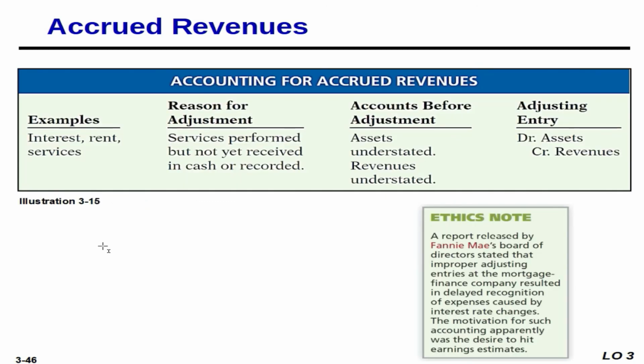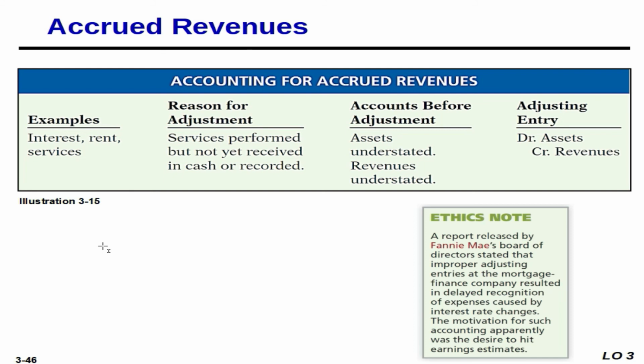Accrued revenues, examples: interest, rent, services. The reason for the adjustment is that you performed the service and they haven't paid you yet. You have to do this adjusting entry because if you don't, then your assets will be understated and your revenues will be understated for accrued revenues.